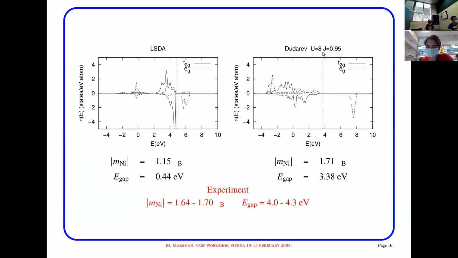So this U equal to 8 that they took, they simply took because they calculated the band gap, they said, okay, 3.38, oh, this is close enough to the experimental one, so this U is good. But the way to get the U is always having some benchmark with an experimental system, because the problem is that DFT alone fails.